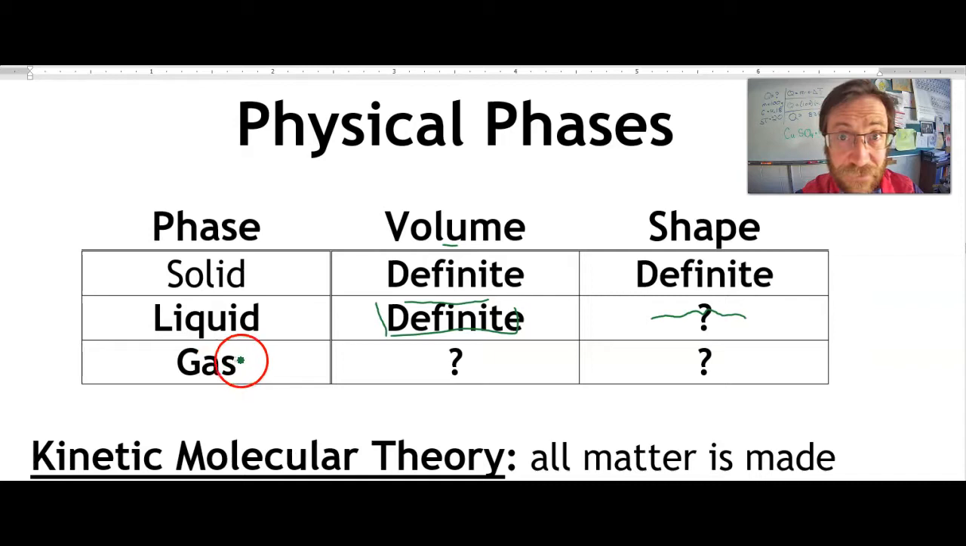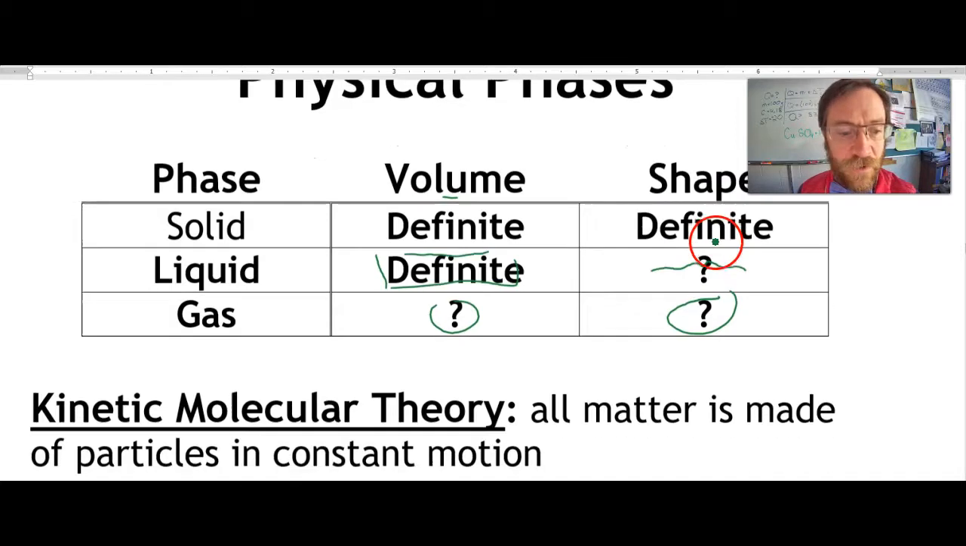Now, a gas, on the other hand, the volume is not set. You can expand and contract and squeeze a gas. It can go big and go small. You can compress. You can expand. It's all over the place. Same thing with shape. It takes the shape of whatever container you happen to put it in. Does that make sense? That's the easy stuff that you should already know.